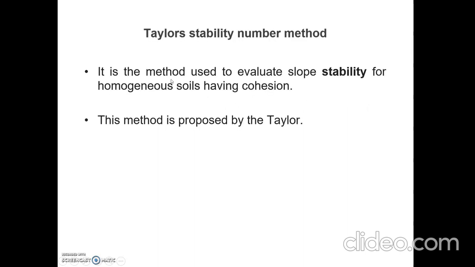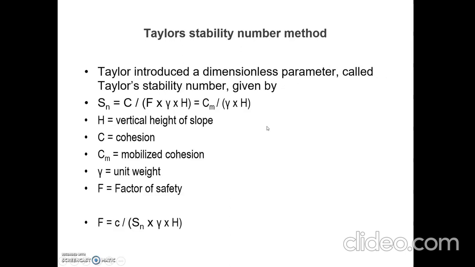Taylor's stability number method is the method which is used to evaluate slope stability for homogeneous soils having cohesion. This method is proposed by Taylor. He introduced a dimensionless parameter called Taylor's stability number, which can be calculated by using the equation Sn equal to C divided by F into gamma into H.